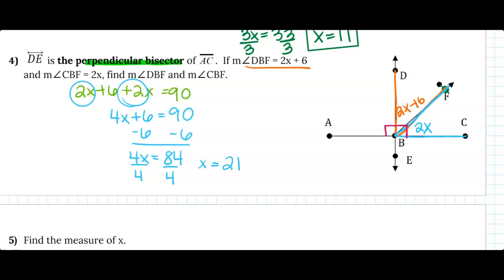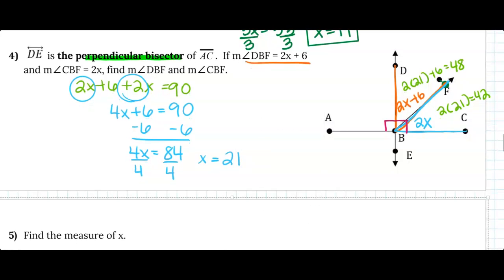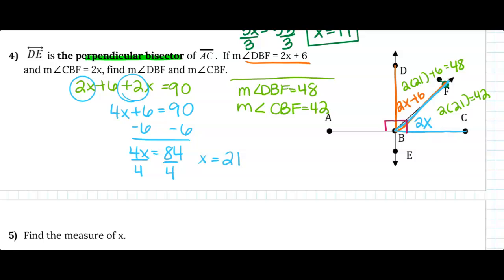Once we find x, we can plug back in to find the angles. So 2 times 21 plus 6 is equal to 48. And 2 times 21 is equal to 42. Double checking, 48 plus 42 is indeed 90. We know that we've done them right. So we can say the measure of angle DBF equals 48, and the measure of angle CBF is equal to 42.